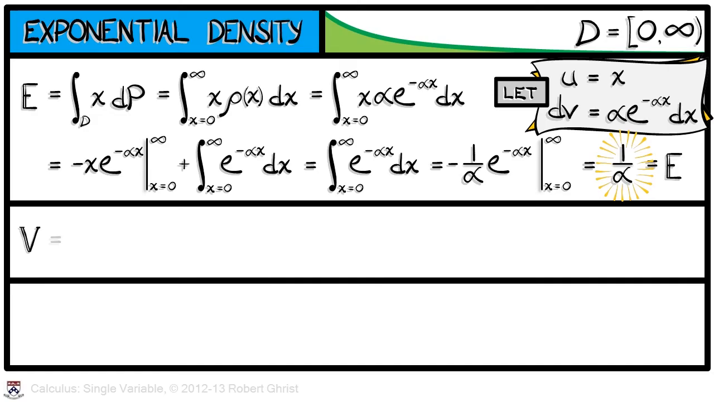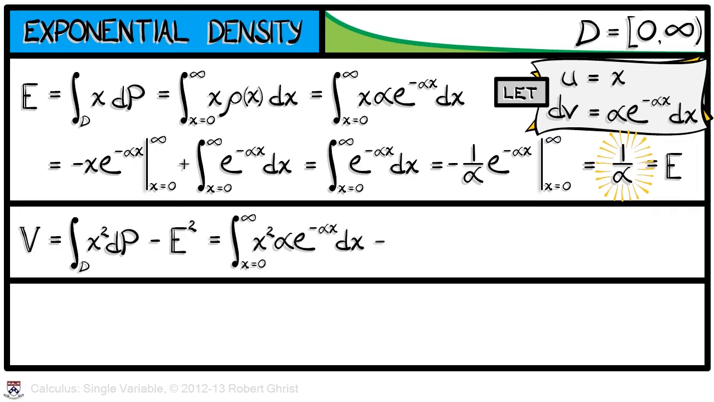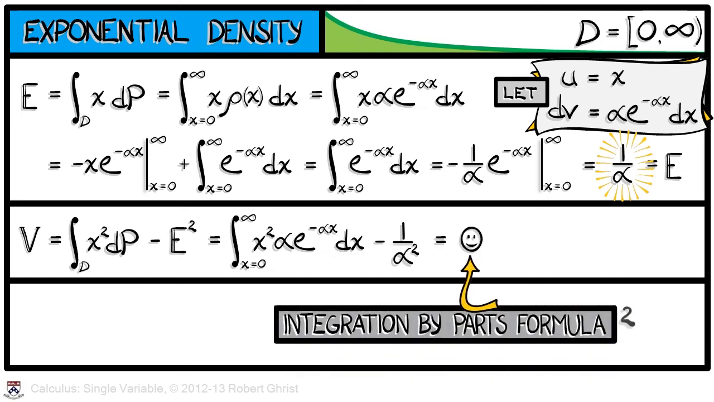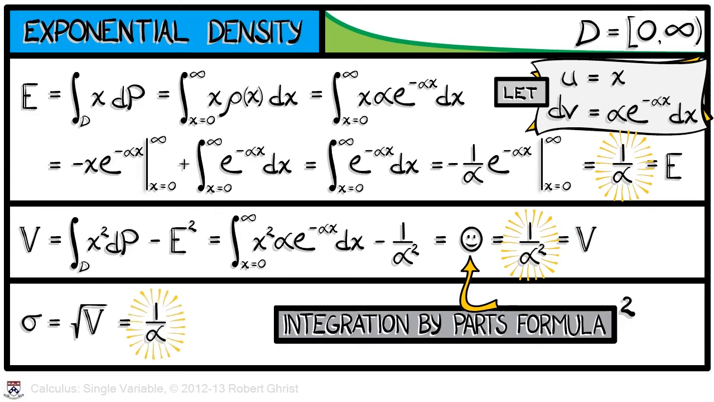The variance in this case is going to be a bit more work. We're going to have to integrate x squared dp and then subtract off the expectation squared. This integral is going to again involve integration by parts, but we're going to have to do it twice since there is an x squared in front of the exponential term. I hope you'll trust me when I claim that this variance reduces to 1 over alpha squared. This means that the standard deviation is equal to 1 over alpha.